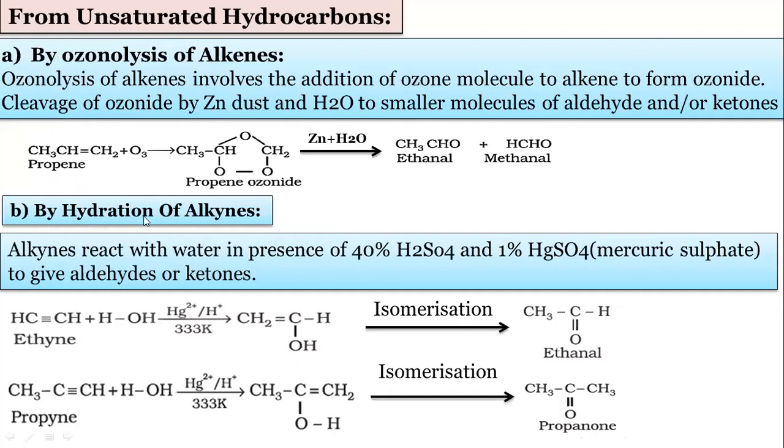Then by hydration of alkynes. Remember this hydration of alkynes, it is asked in the NEET exam many times. 40% H2SO4, see, the conditions are important, 40% H2SO4 and 1% HgSO4. Remember this combination. Write ethyne, and on the arrow, 40% H2SO4 and 1% HgSO4, that is mercuric sulfate, and write the product. This reaction is asked many times in the board exam. Only 1 minute is remaining.